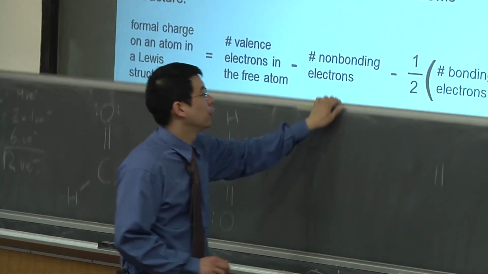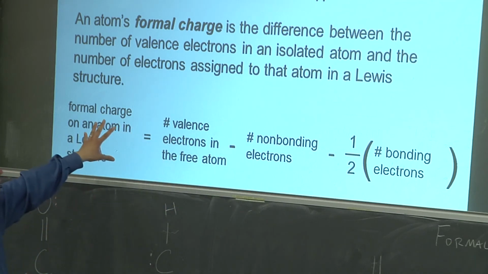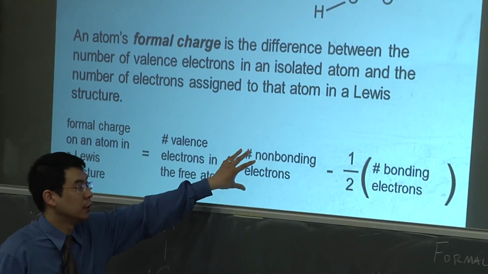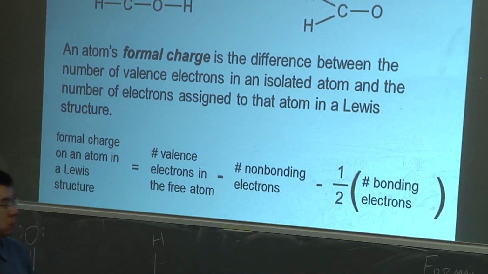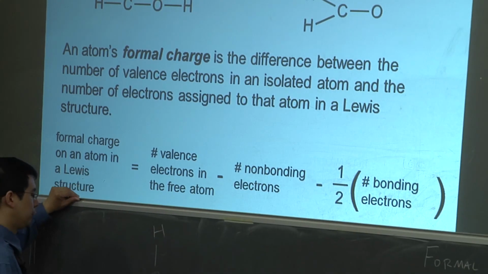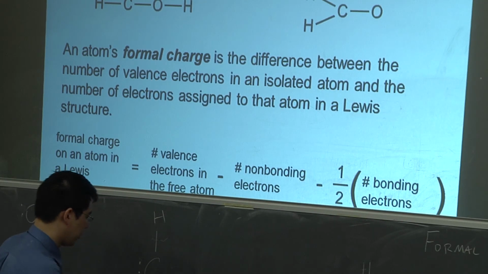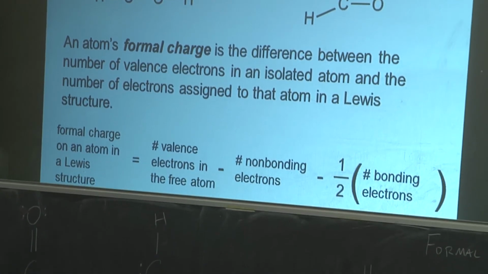And so one way to look at it is the number of valence electrons in the free atom, minus the non-bonding electrons, minus half the number of bonding electrons, because you split the bond. So let's keep this up and let's draw this like this, so we can see everything all at once.